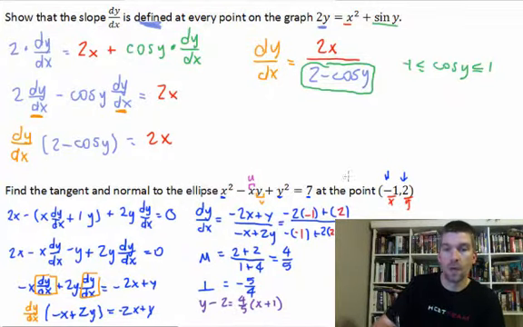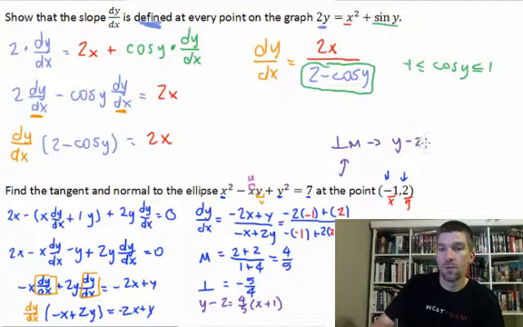And then for the normal line, I'll write the normal right up here. So we need a perpendicular slope. That's going to be my normal. And so the normal line then is going to be y minus 2 equals the normal slope, which is negative 5/4, times x plus 1.